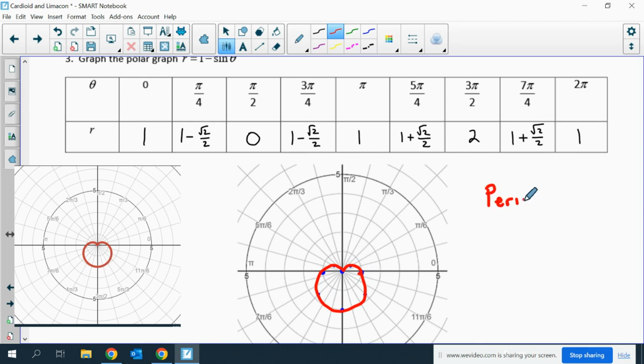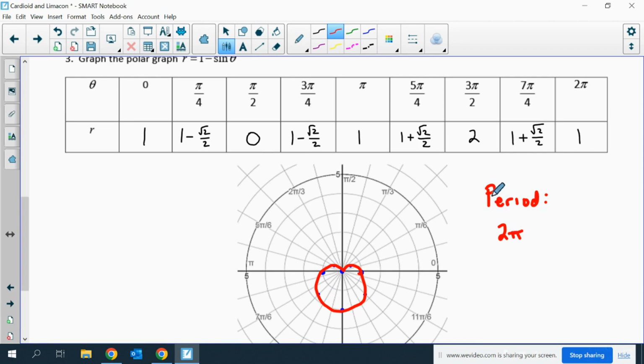Again, the period of cardioids is 2 pi, because once I get to here, if I kept going, I would just cycle over and repeat myself, and it would just keep going and going.